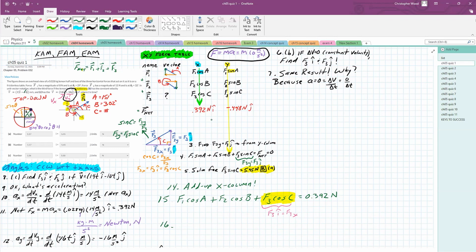So F1, 8 times cosine of A, 151, minus F2, which is 11 times cosine of B, which is 302. Oh, shoot. I had it right all along. I was looking at the wrong slot. I had this answer right all along, but I was looking at the wrong area. I was wondering, how hard can 7th grade algebra be? The answer is pretty hard sometimes. F3 cos C, that is my answer.